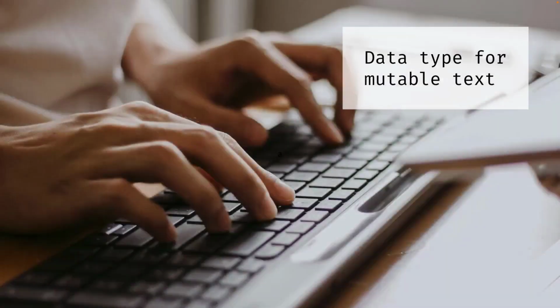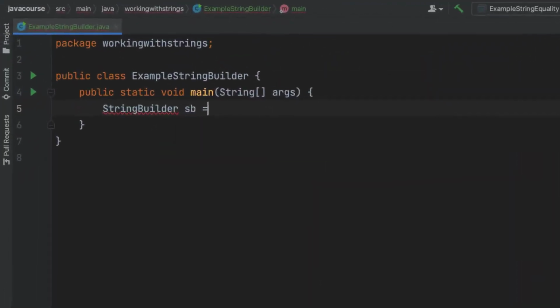To use the StringBuilder class, you first need to import it from the java.lang package. You can then create a StringBuilder object using the new keyword, like this. StringBuilder sb is new StringBuilder. You can also specify an initial value for the StringBuilder object by passing a string to the StringBuilder constructor, like this.